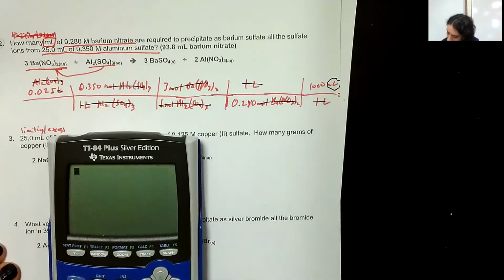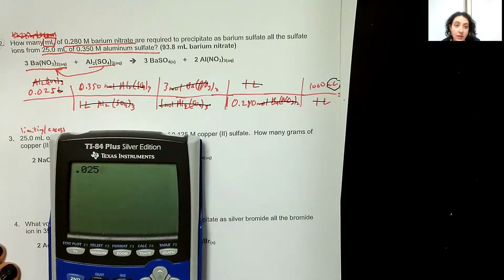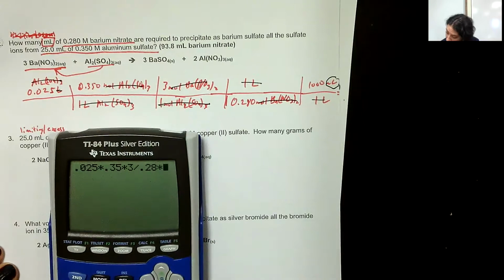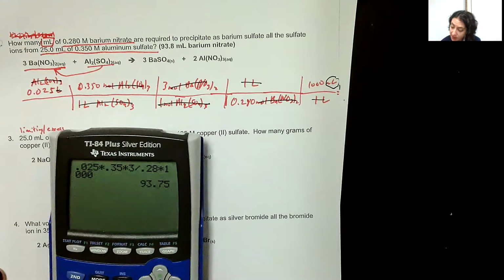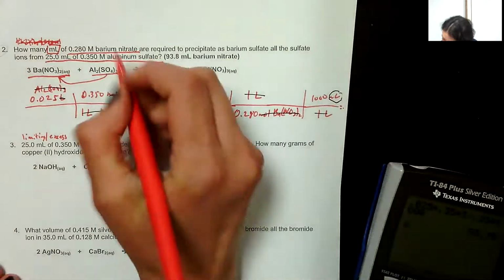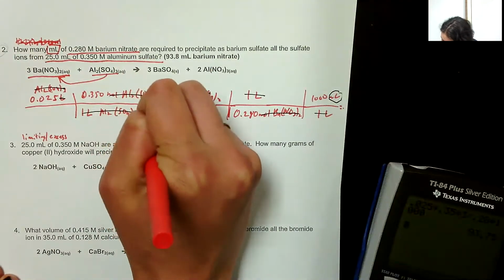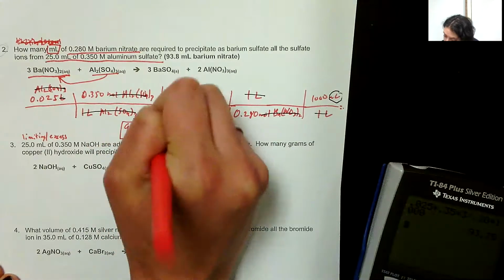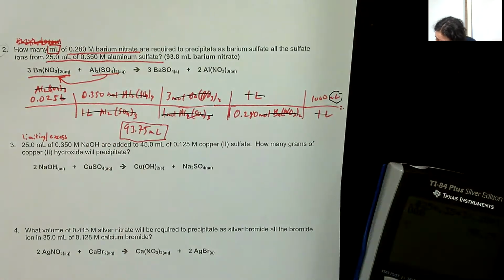So the math is going to be 0.025 times 0.35 times 3 divided by 0.28 times 1,000. And we get 93.75 milliliters as our answer. And does that make sense?